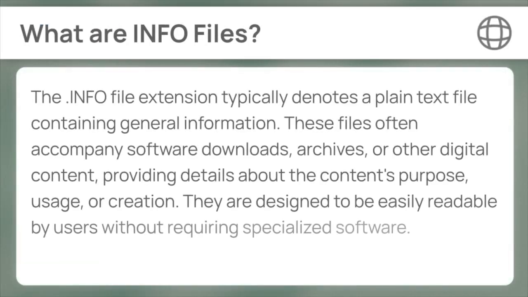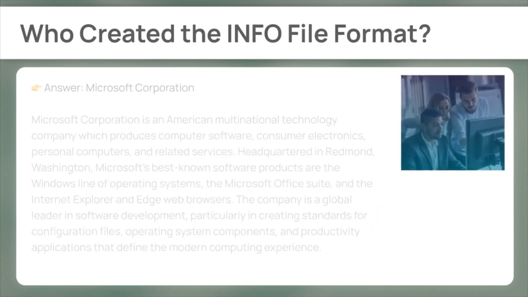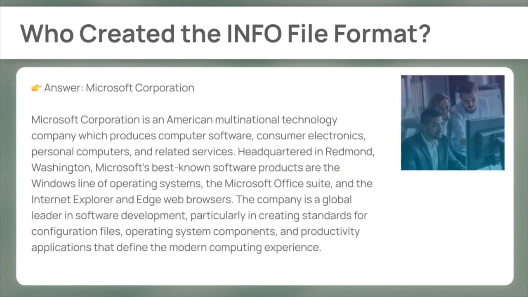The info file extension typically denotes a plain text file containing general information. These files often accompany software downloads, archives, or other digital content, providing details about the content's purpose, usage, or creation. They are designed to be easily readable by users without requiring specialized software.